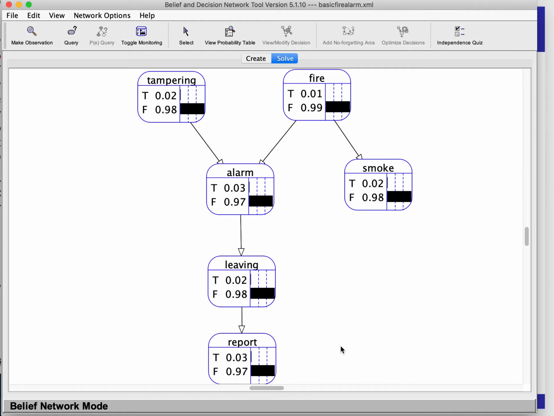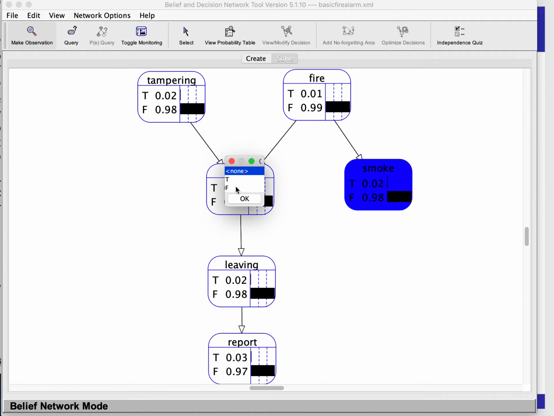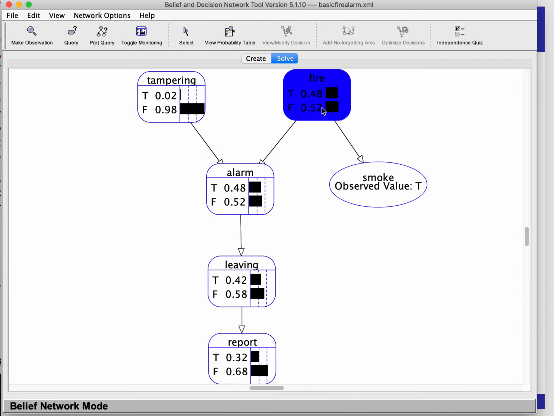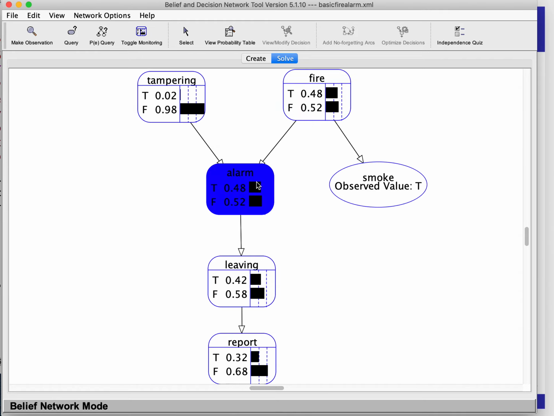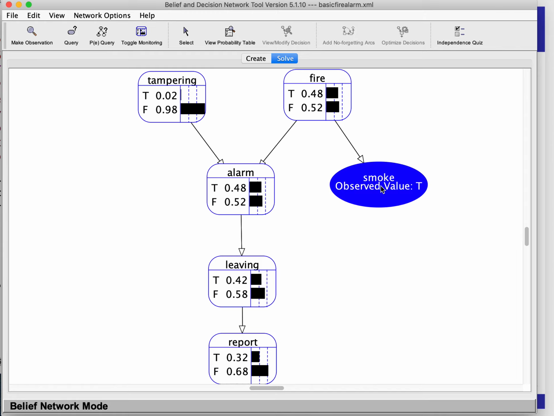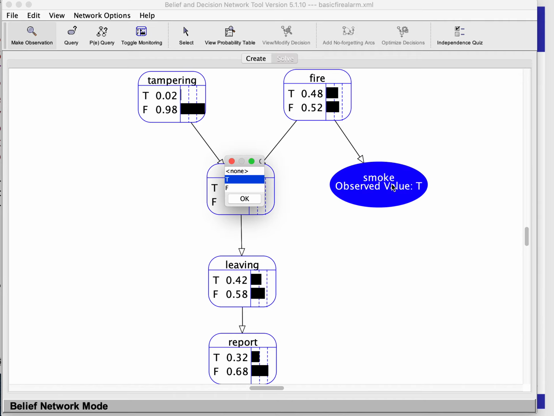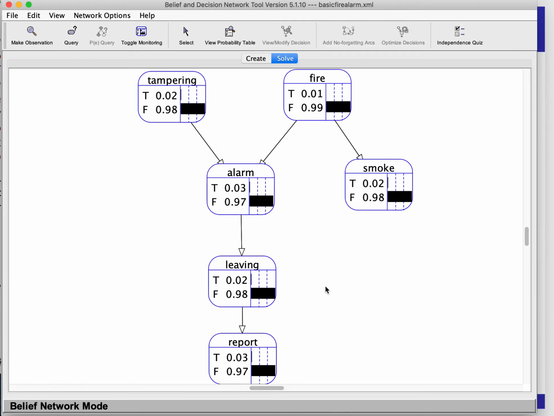Okay. And now we can do conditioning. So what does conditioning do? Well, conditioning means that we're going to make an observation. So I click on make observation here. And if I observe smoke is true, then what happens is it's quite likely there's fire, and that makes alarm more likely and leaving more likely, report more likely. Okay, so that's what happens here. The probability of tampering did not change. Okay, so if I change this to none, then I'm assuming it's exactly the same as before.